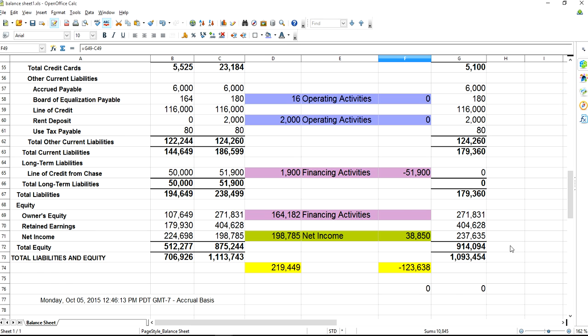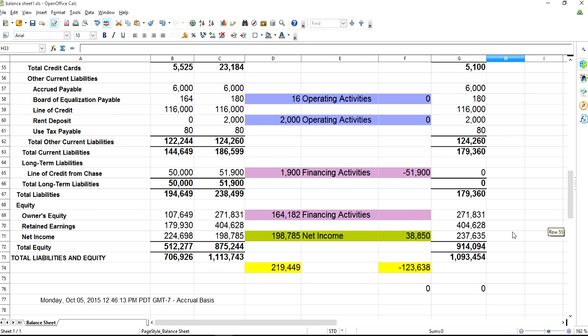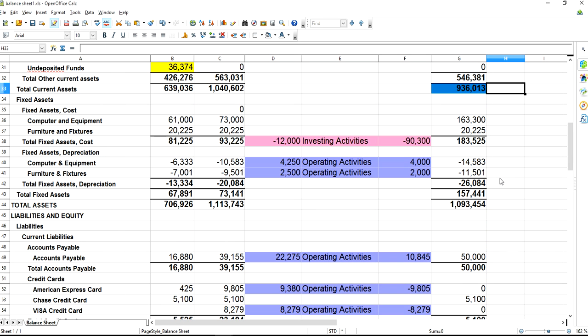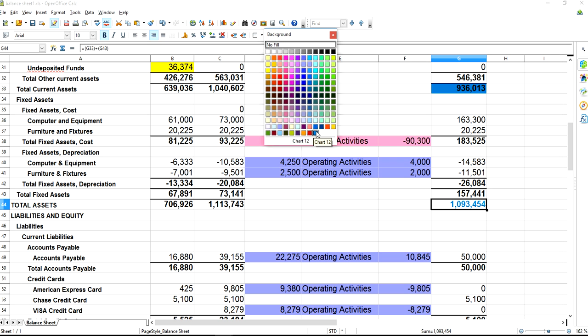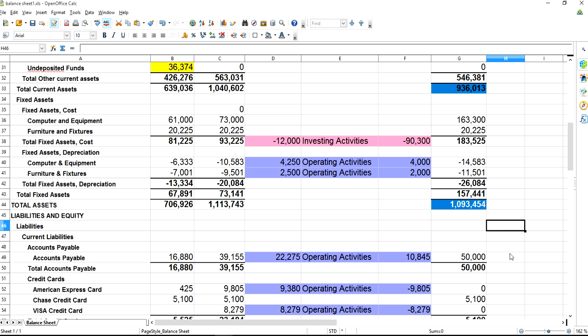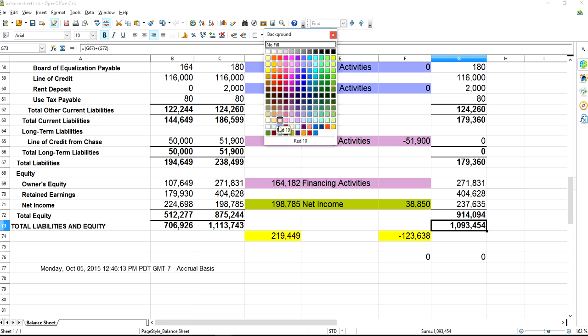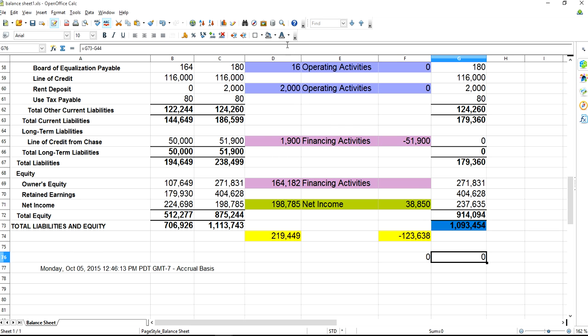Okay, so before you do this, you have to make sure your balance sheet is balanced, of course. All right, so here is your total current assets. I'm sorry, I picked the wrong one here. Here's your current assets. Total assets is right here, 1,093,454. Okay, 1,093,454, and total liabilities and equity is also the same. So the difference between those two, of course, is 0. There's no difference. So make sure they balance. That's why it's called a balance sheet.